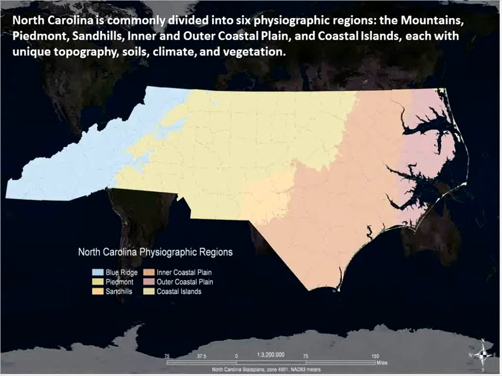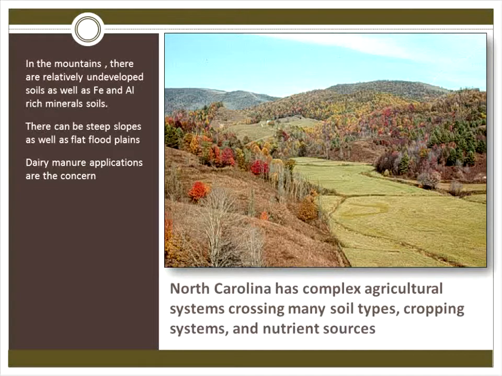We have 6 physiographic regions: the mountains, the Piedmont, the sandhills, the intercoastal plain, the outer coastal plain, and the coastal islands. They each have not only unique topographies, but soil, climate, and vegetation. Further confounding this diversity in lands in North Carolina, we have different kinds of agricultural systems.